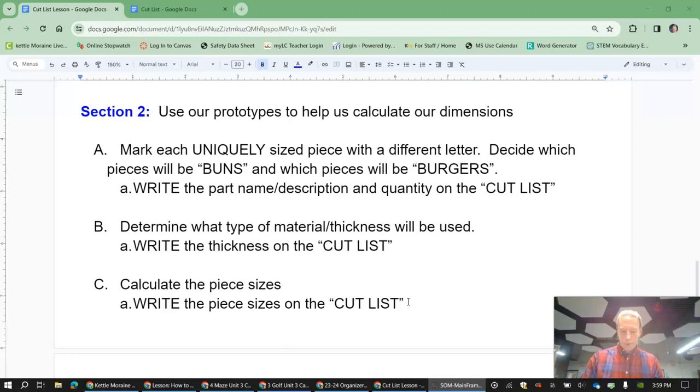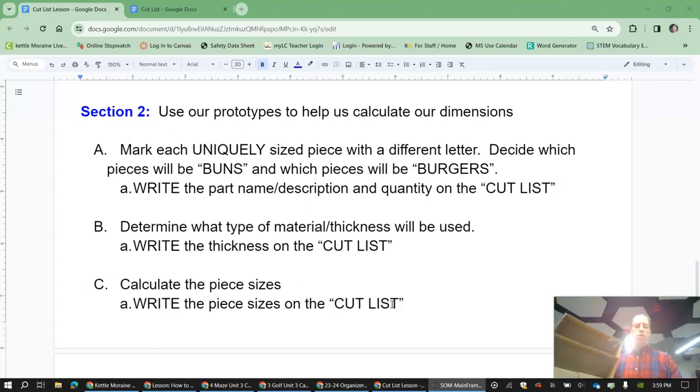Now comes the tricky part. This is the part that's a little bit of some basic math. You've already practiced this. You did this in the calculating piece size practice, but this is now where you apply what we've been learning. You apply it to your own project, and we start determining dimensions. But let's say, look at letter C here.